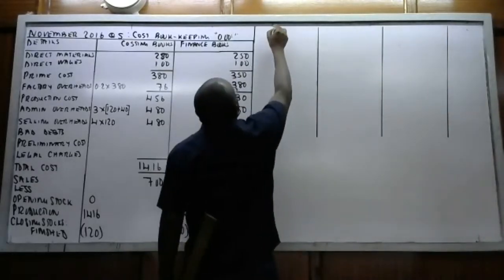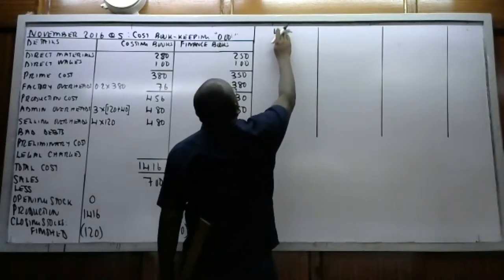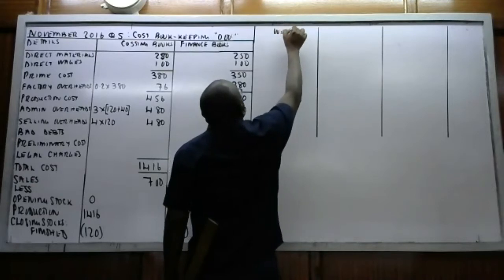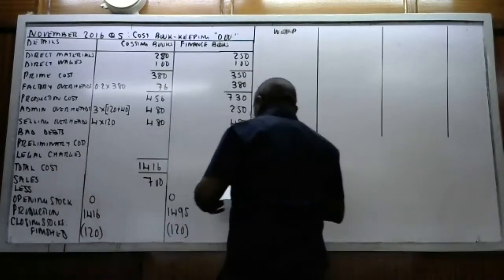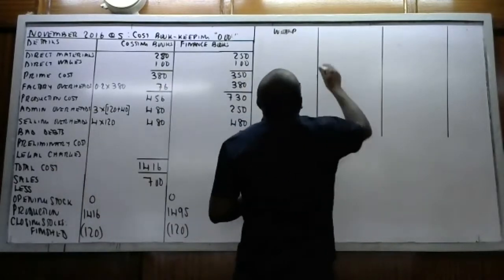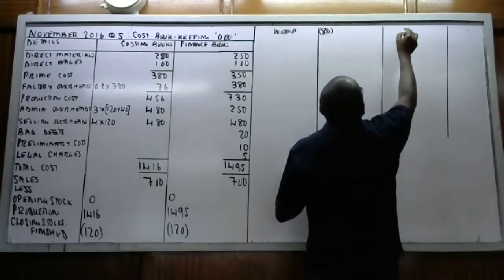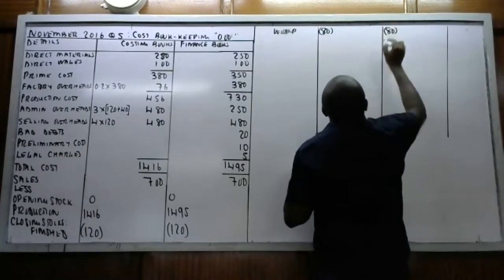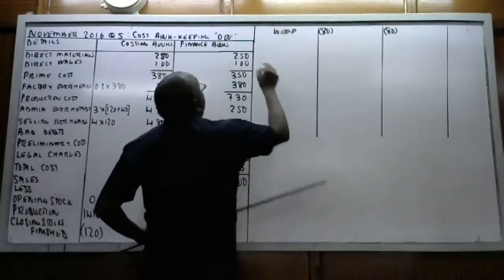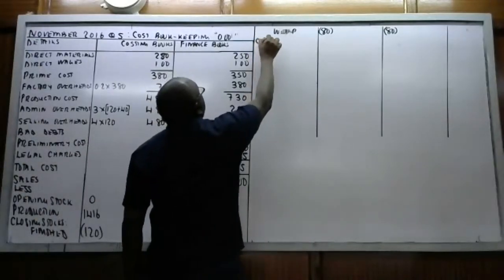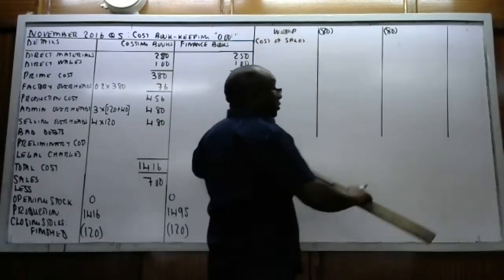So the next one, I'm saying work in progress, WIP. So the work in progress is 80. Hata hiyo ni ya kutoa. Na hapa. So based on that now, we have a figure called cost of sales.